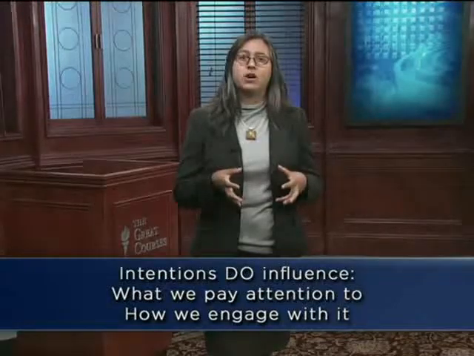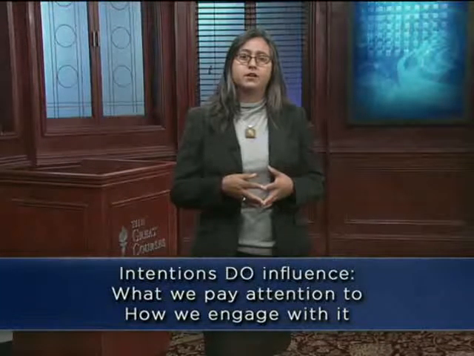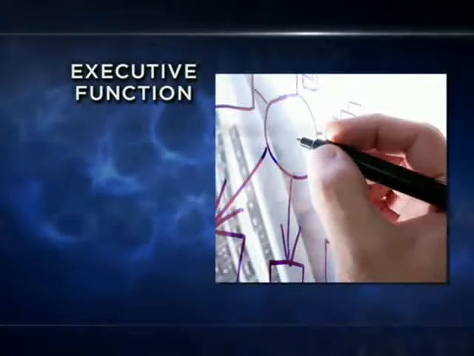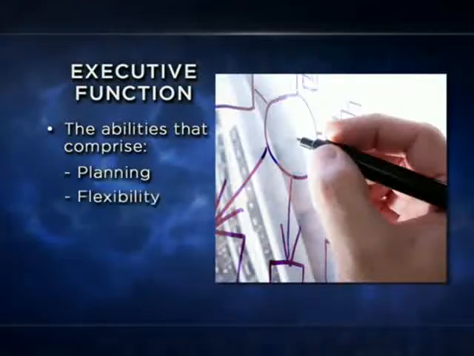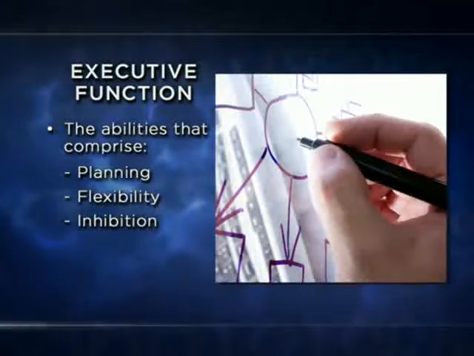And this is because while intending to learn or not learn information may not matter, intentions do influence what we pay attention to and how we engage with it in working memory. And this idea of intentions or goals brings us to the last and the broadest capability we're going to address today, and that's something we call executive function. Executive functions are the abilities that comprise planning, flexibility, and inhibition, and they're connected to the ways in which we deliberately employ and shift and focus our attentional capacity and make use of working memory capacity in the service of our goals. So let's discuss each of these executive functions: planning, flexibility, and inhibition.